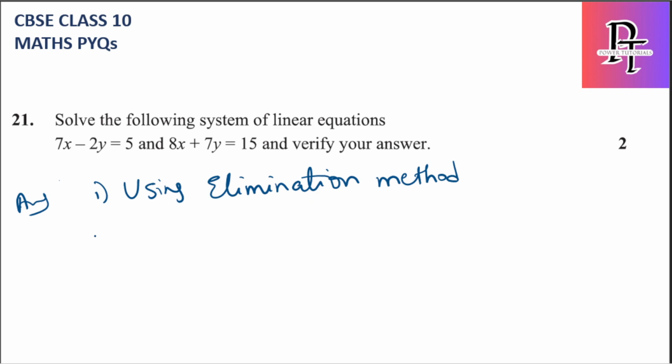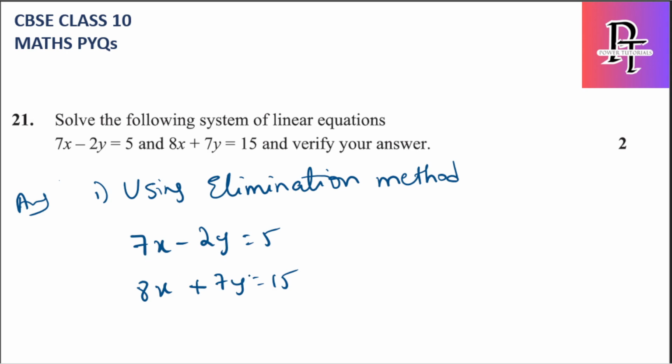So we have 2 equations here. First one is 7x minus 2y is equal to 5. The second equation is 8x plus 7y is equal to 15. So here you can see that we have 2 variables x and y. We want to eliminate one variable.